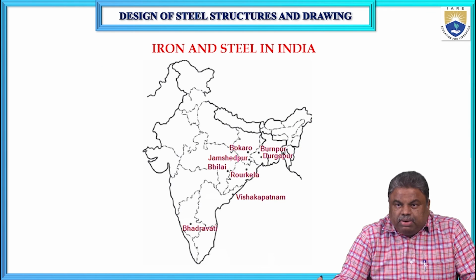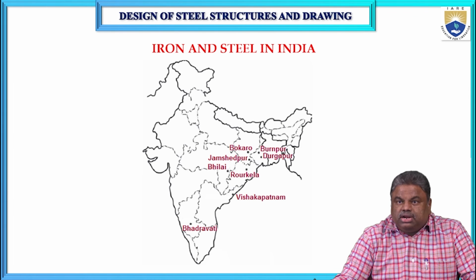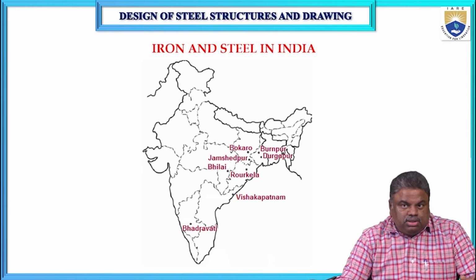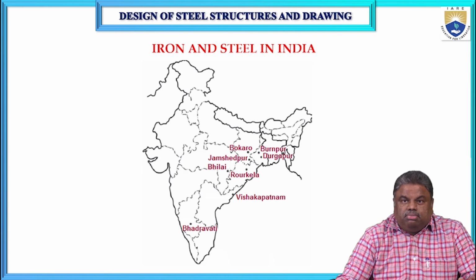And these are the major plants in India. We have Bhadravati, Vishakhapatnam, Rourkela, Bhilai, Jamshedpur, Bokaro, Durgapur, and Kanpur. These are the main steel making plants in India.